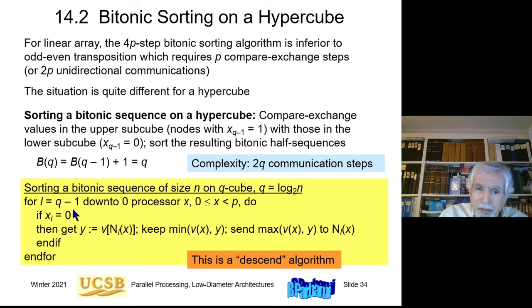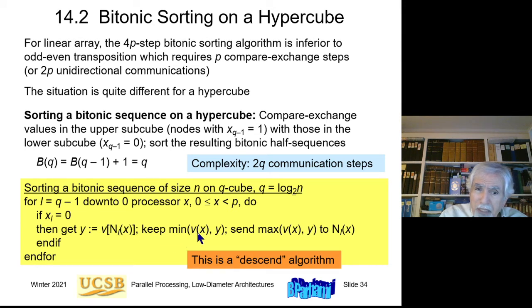For L, the dimension along which we communicate, from Q minus 1 down to 0. So this is a descent algorithm. We go from the highest dimension to the smallest dimension. Each processor, this is basically all the processors, does the following. If bit L of the processor ID X is 0, then the processor gets a value Y, which is basically the value V in its dimension L neighbor.